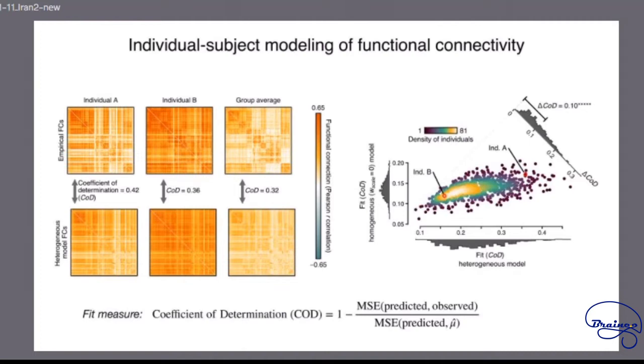And on the right here, we're comparing the goodness of fit for the heterogeneous model, which again has this hierarchical gradient, to the homogeneous model where we don't. Each dot here is a subject, and basically every individual is going to be better fit if we allow that hierarchical axis. So one hypothesis is that the sensory dissociation hierarchical gradient is actually an important aspect of individual variation that we see.